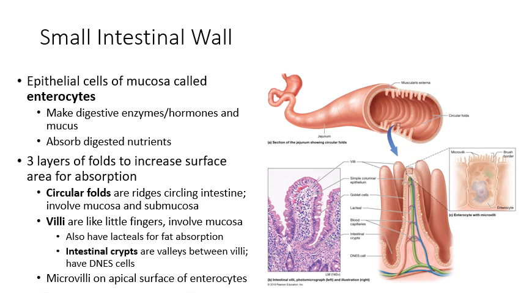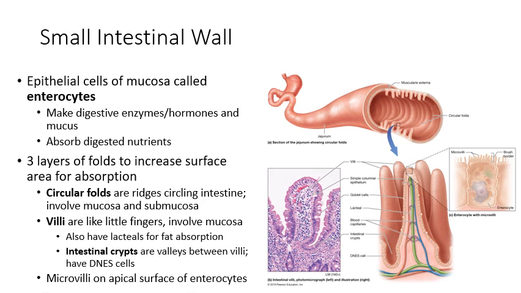The walls of the small intestine have some special structures to increase the surface area of the mucosa for better absorption of nutrients from the chyme. The epithelial cells in the small intestine are called enterocytes, so basically intestinal cells. Some of them make digestive enzymes or digestive hormones or make mucus, and all of them absorb nutrients that have been digested, passing them into the blood.